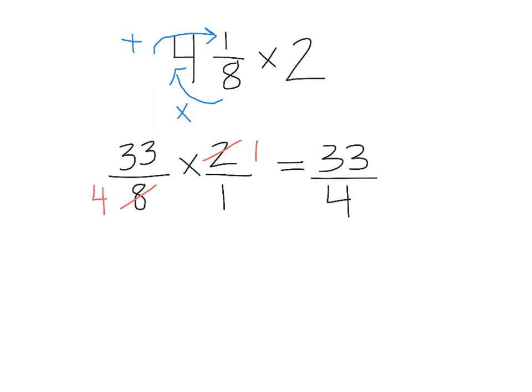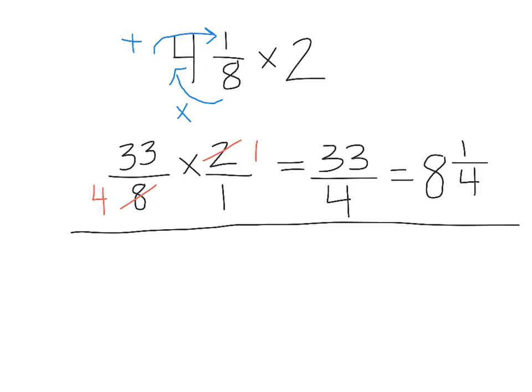4 fits into 32 8 times. 8 times 4 is 32, which means that we have 1/4 left over. Now sometimes your numerator is going to be quite large, and you're not necessarily going to be able to do the math in your head like we were able to do with 33 fourths. And so in that case, you would want to use long division. So I'm just going to show us how we could use long division if we wanted to as a strategy.